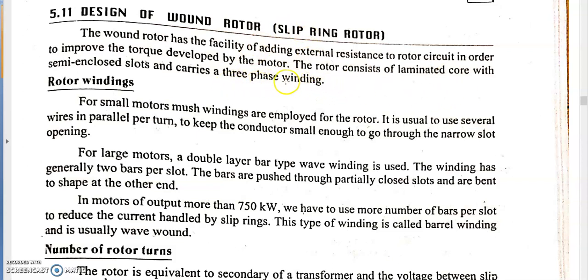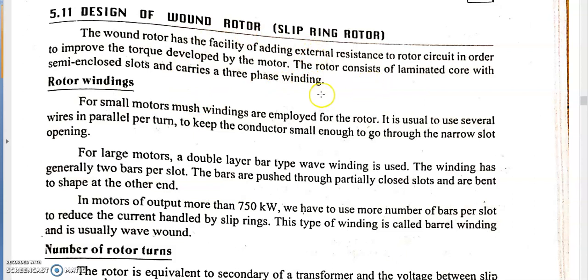The slip ring or wound rotor has the facility of adding external resistance in the rotor circuit, so that we can improve the starting torque developed in the motor. That external resistance can also be used during starting of the motor, during speed control applications, or braking applications of the motor. This external resistance can be included for any application, and as it is a resistance, the power factor of the slip ring motor will also be better.